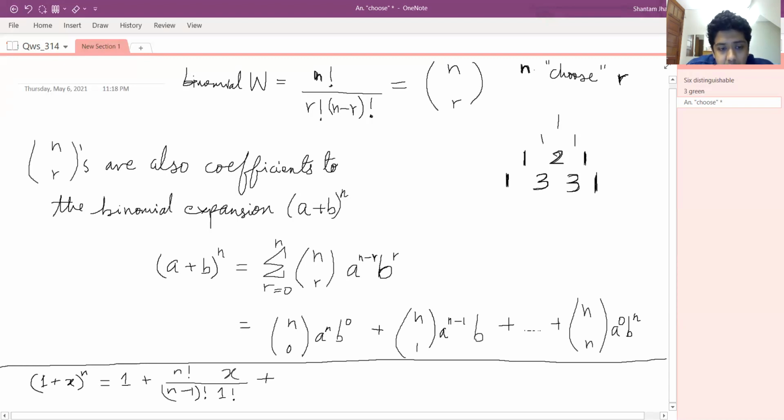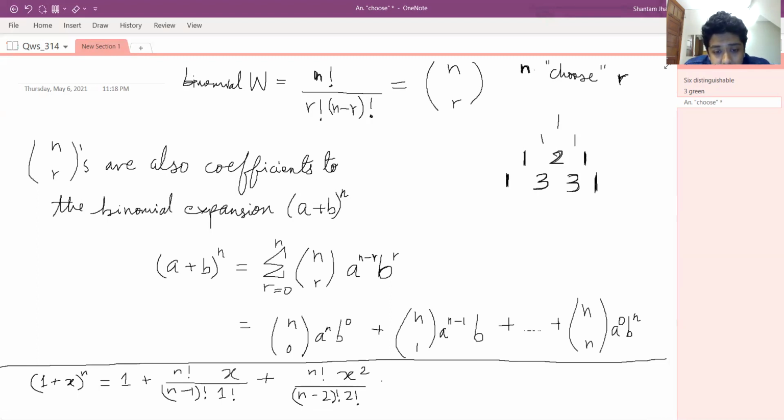Plus, what is this going to be now? N choose 2, right? N choose 0, n choose 1, n choose 2, all the way to n choose n. So n choose 2, how do I write n choose 2? Well, it's n factorial over n minus 2 factorial, and 1 to the anything is 1. And then I'm going to talk about x squared. Okay, perfect. What's the other term? Well, we could stop here, but let's keep going actually. N factorial over n minus 1 factorial, I mean n minus 3 factorial, x cubed.